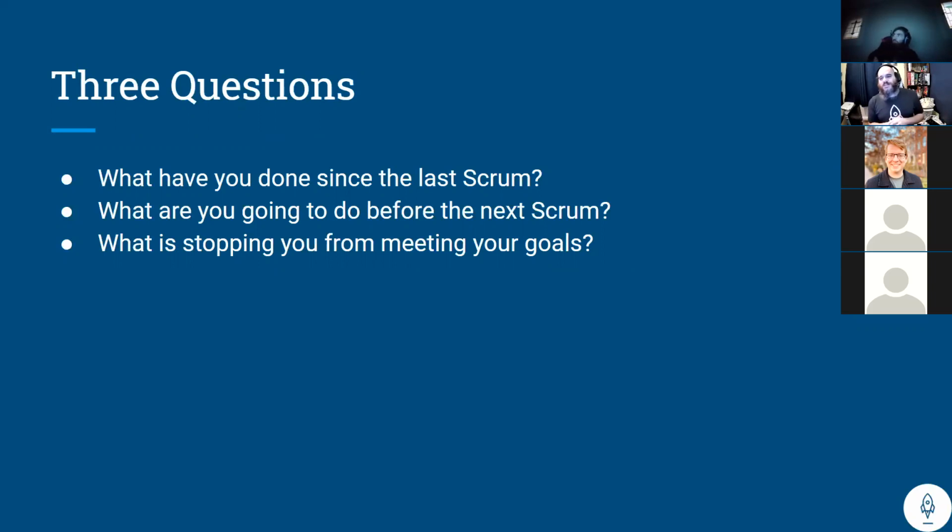What happens when someone is not pulling their weight? If someone is not pulling their weight, it starts with a conversation between that person and the Scrum Master. Scrum Master goes, hey, I've noticed you have a lot of problems. You haven't gotten, or you're having a lot of trouble getting things done.